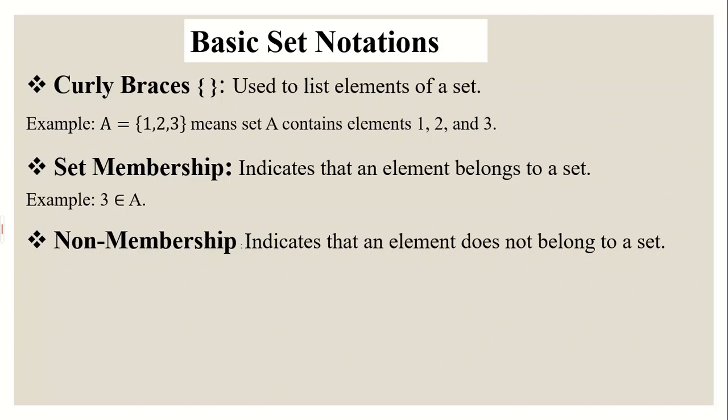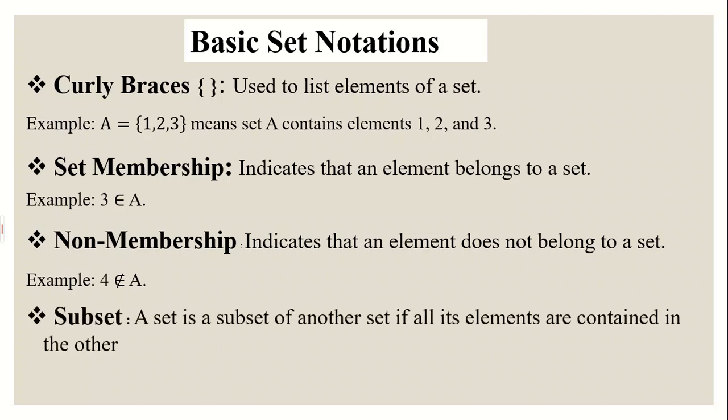So what if it's not? Then you talk about non-membership. It indicates that an element does not belong to a set. In that case, we put a slash on the sign for belongs to. It is written like this: 4 does not belong to A. Let's say A includes elements 1, 3, 2, and 5. You understand? There is no 4 there, so you can write 4 does not belong to A. This is the way it is written.